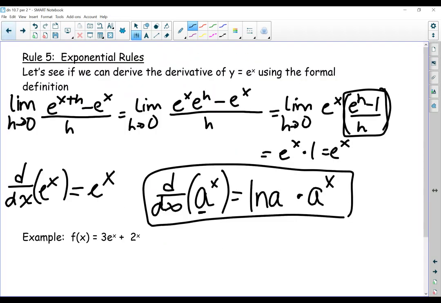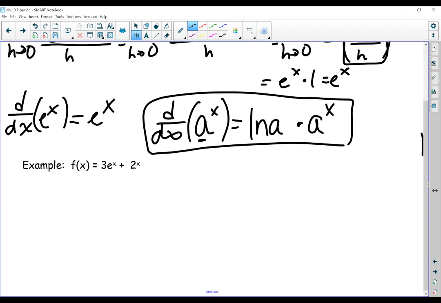Okay. So let's do an example of the exponential functions, and then that's going to be enough rules to last you for the first day. If I wanted to find the derivative of this function here, notice that I have an exponential piece plus another exponential piece. So I'm going to take the derivative of each piece.